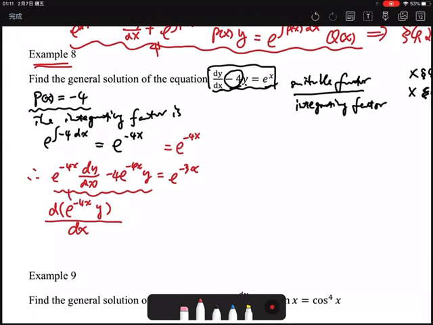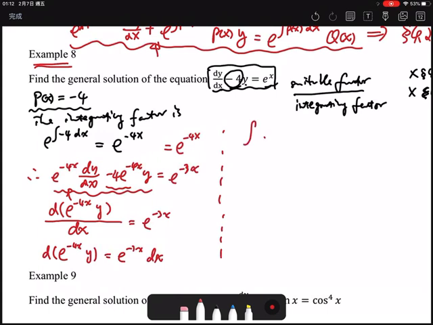Dy and keep e to the power of negative 4x, okay? And then d of e to the power of negative 4x, which will be negative 4 times e to the power of negative 4x, so it is true. So it equals e to the power of negative 3x, all right? So now we can write d of e to the power of negative 4x y equals e to the power of negative 3x dx, okay? And after that, we do integration on both sides.